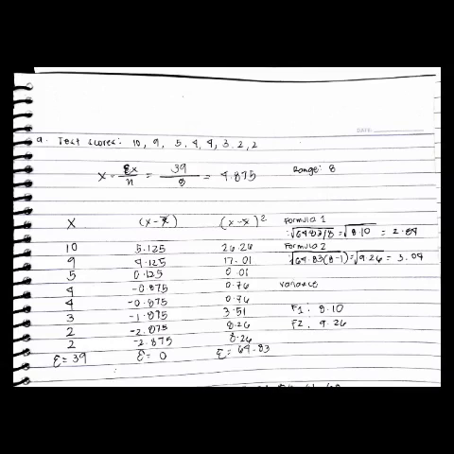To find the variance, we will just square the answer of Formula 1 and Formula 2. The square of 2.84 is 8.10. The square of 3.04 is 9.26.